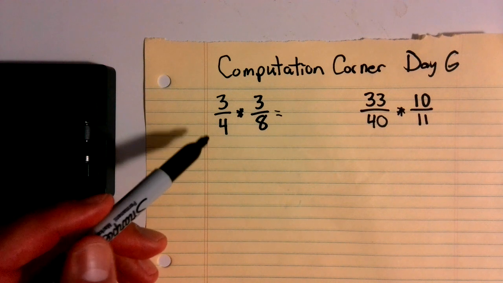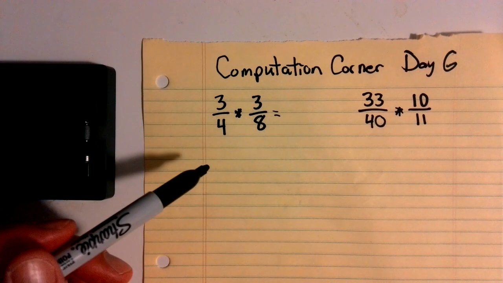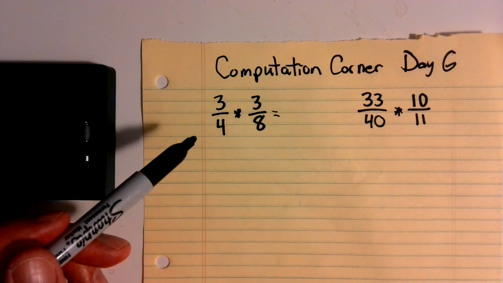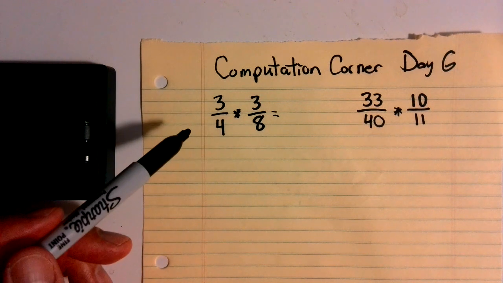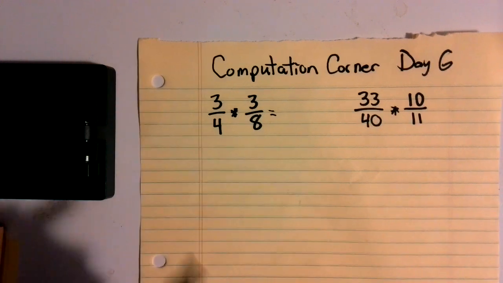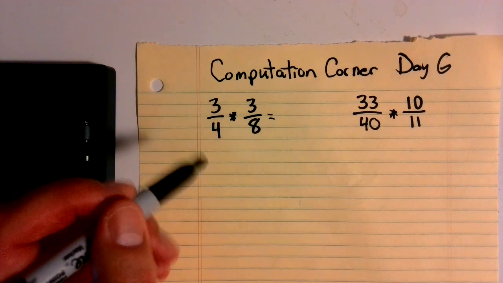Today we're going to multiply fractions. When we multiply a fraction by another fraction, we're going to get something that is smaller than the larger fraction that you're working with. So that's what we should be anticipating in our products.